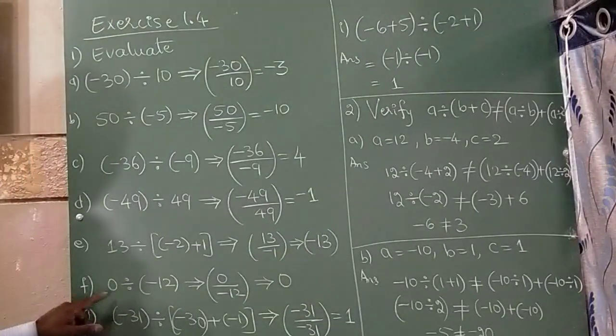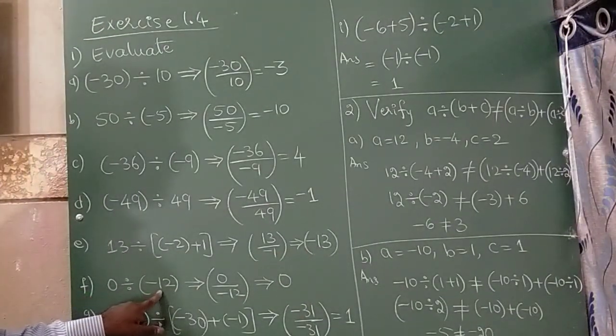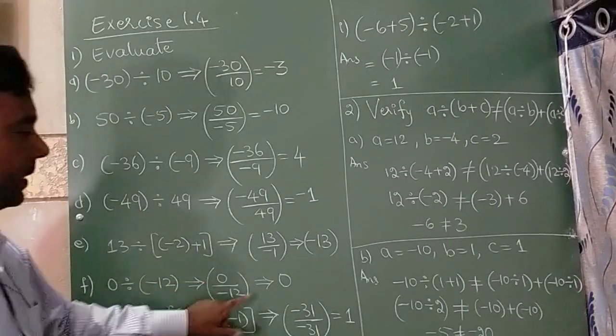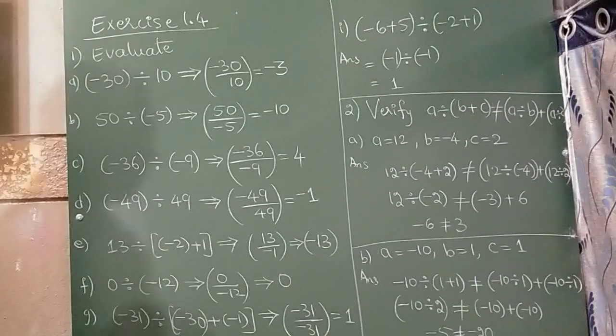Okay. So F. 0 divided by minus 12. 0 in the numerator, minus 12 in the denominator. 0 divided by anything is 0. Okay.